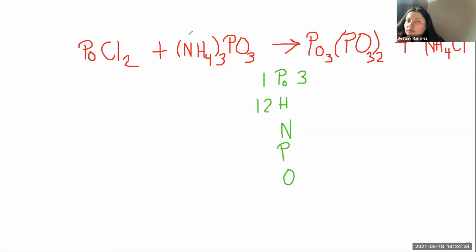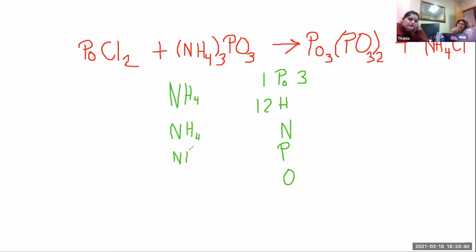Remember, this represents NH4 three times. You multiply 4 times 3. That's 4, that's 8, that's 12. Okay. And then on the product side, 4. Nitrogens: 3 on the reactant side, because there's no Cl there, and then on the product side, 4.